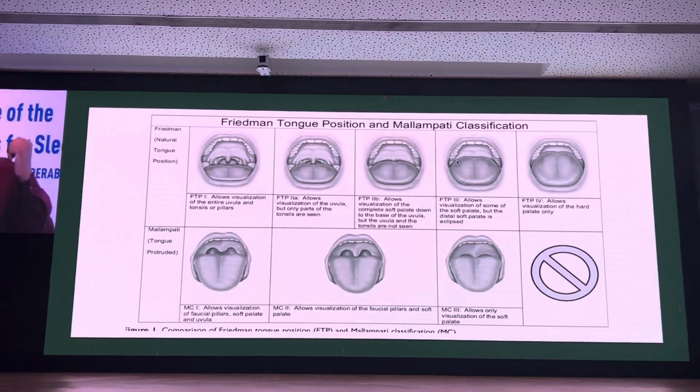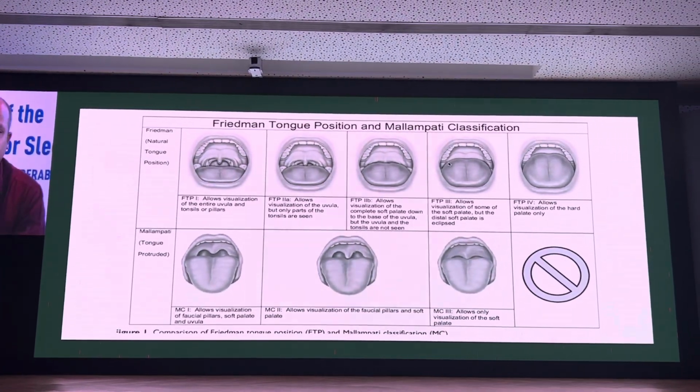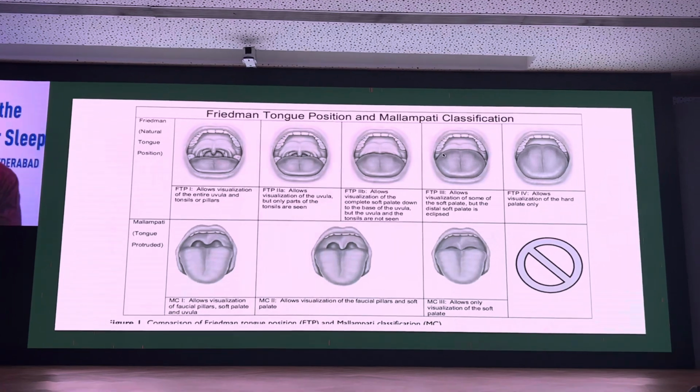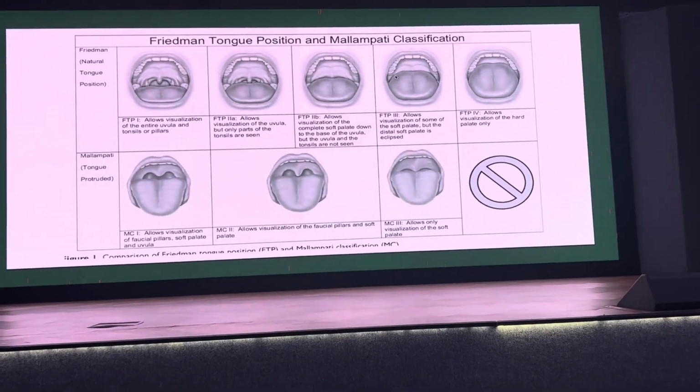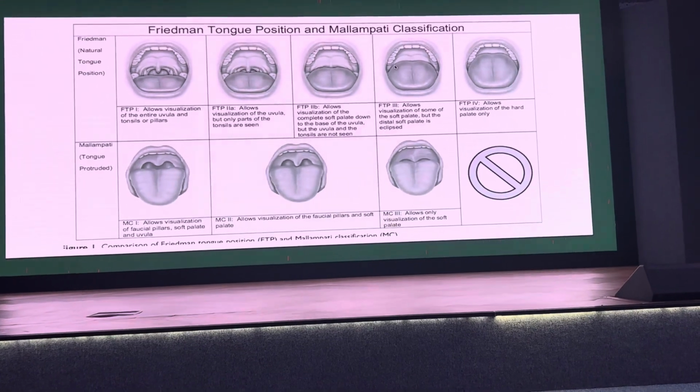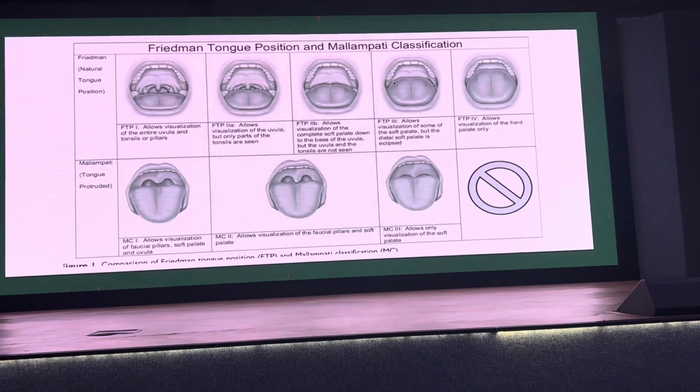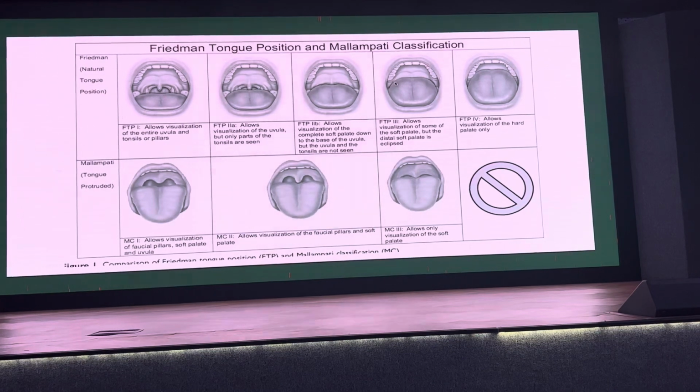So when it comes to assessing the tongue in relation to the oropharyngeal structures, one popular classification system is the Friedman tongue position and the Mallampati classification. So why do we need to use these classifications? One, they can assess the severity of the condition.